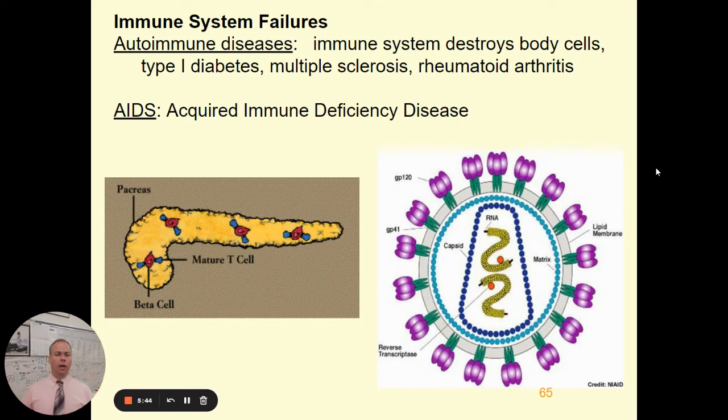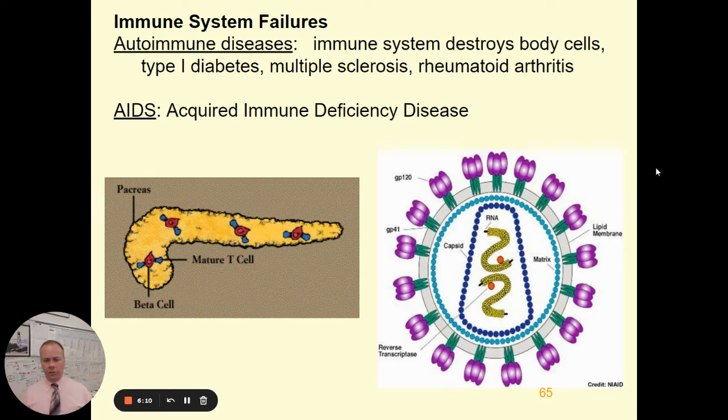Now, there are diseases of the immune system. One is called autoimmune disease. This is when our immune system, for some reason, attacks our own body cells, damaging them. Sometimes type 1 diabetes is caused by an autoimmune response, when our immune system actually attacks cells in our pancreas and destroys them so that they no longer produce insulin.